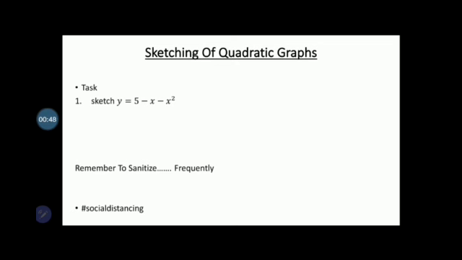So pick out your a, look at the value of a, which tells you the shape of the graph, then find your y-intercept as well as solve for your x-intercepts. Then let's have you also sketch this quadratic function.